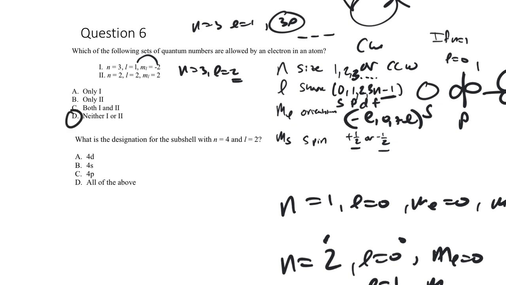And then what is the designation for n equals 4, L equals 2? So that would be a 4d. So 4d, because L equals 2 is defining the d shape. And then this is our size, so that's the 4th shell d orbital, so the 4d.